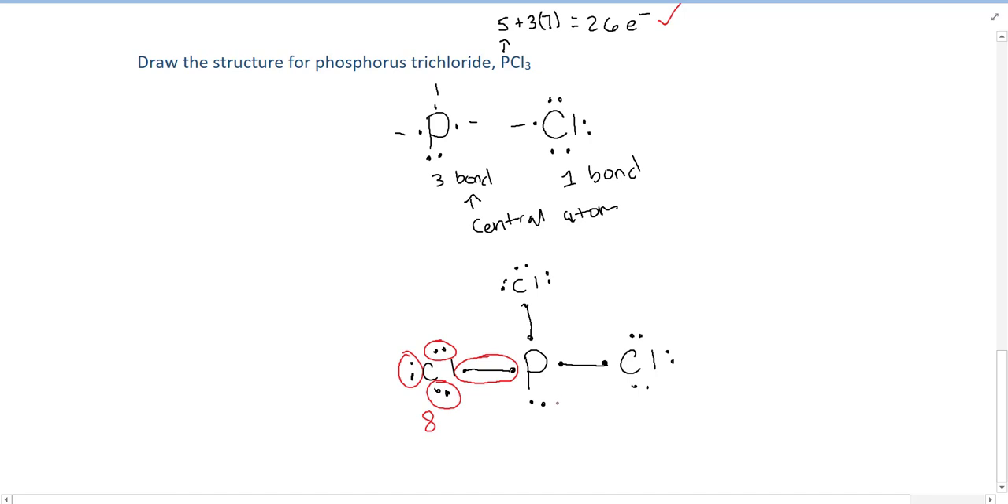Now let's look at phosphorus in the center. It has 2 electrons that belong just to it, and then it has 3 bonds that it shares with the chlorines, each with 2 electrons, for a total of 8 valence electrons. So the octet rule is satisfied for all of the elements in this structure.